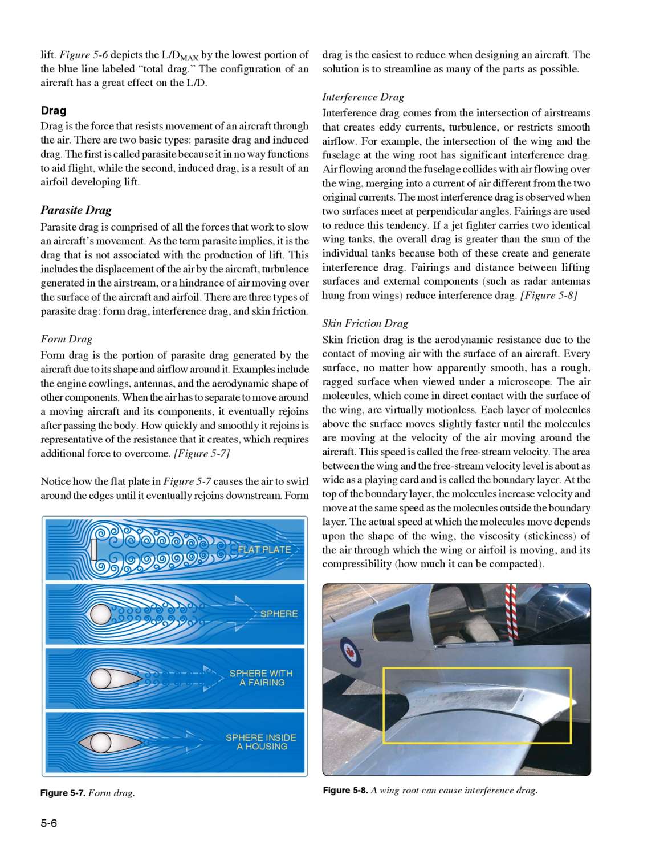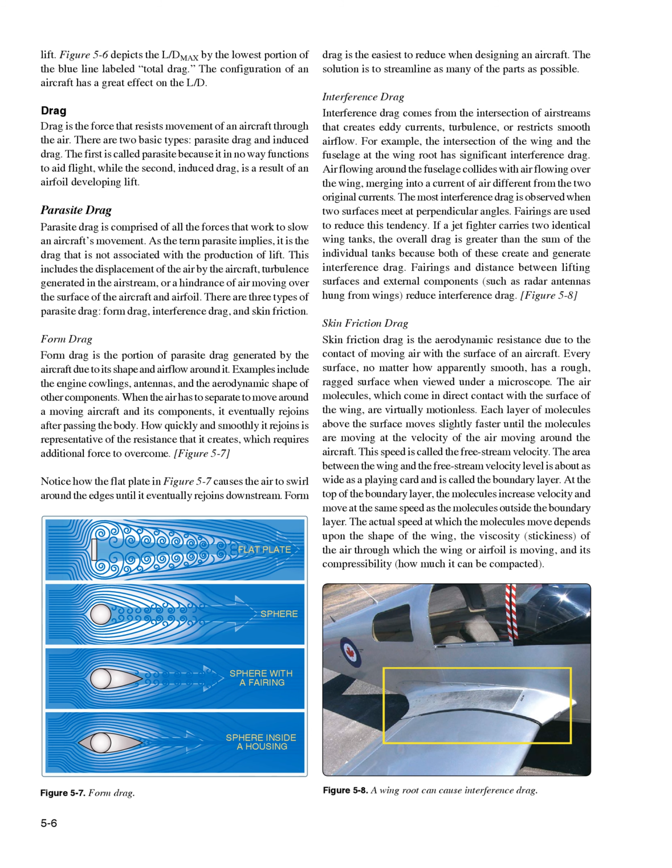Parasite drag is comprised of all the forces that work to slow an aircraft's movement. As the term parasite implies, it is the drag that is not associated with the production of lift. This includes the displacement of the air by the aircraft, turbulence generated in the airstream, or a hindrance of air moving over the surface of the aircraft and airfoil. There are three types of parasite drag: form drag, interference drag, and skin friction.